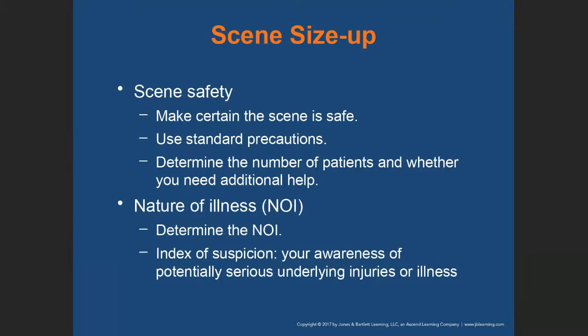All right, the scene size up. So scene safety, make certain that the scene is safe. You're going to use standard precautions, determine the number of patients and whether you need additional help. Consider the nature of illness. This is the reason the patient activated EMS, or the reason EMS was called. This is what the patient complains of. Determine the NOI, index of suspicion. This is going to be your awareness of potential serious underlying injuries or illnesses.